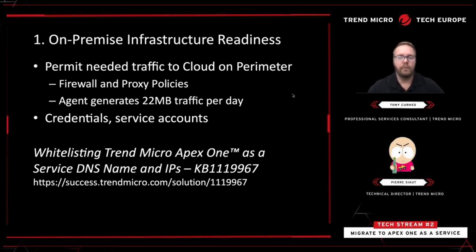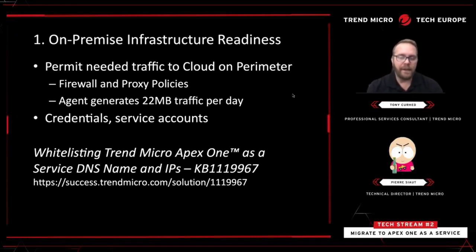And you mentioned one point, that an agent generates up to 22 megabytes of traffic per day. If I'm right, Tony, this is if all modules are activated, and typically, for example, the endpoint sensor with the telemetry capabilities. But if a customer is not using the endpoint sensor, it is much less than that, maybe even less than 1 or 2 megabytes per day. But this is, let's say, an upper limit, right? Yes, exactly.